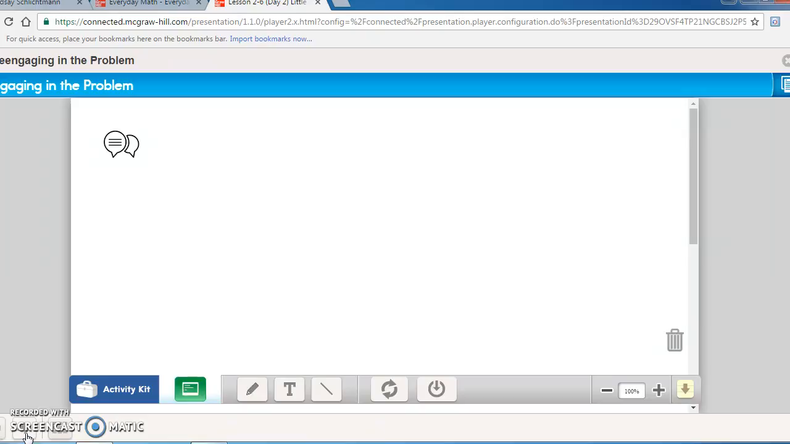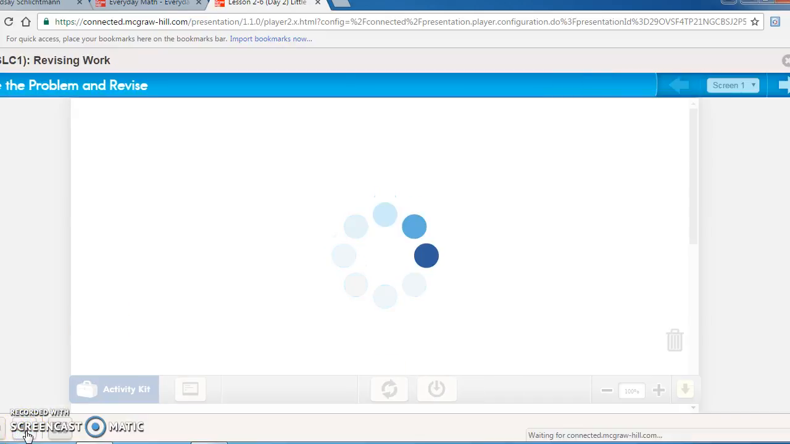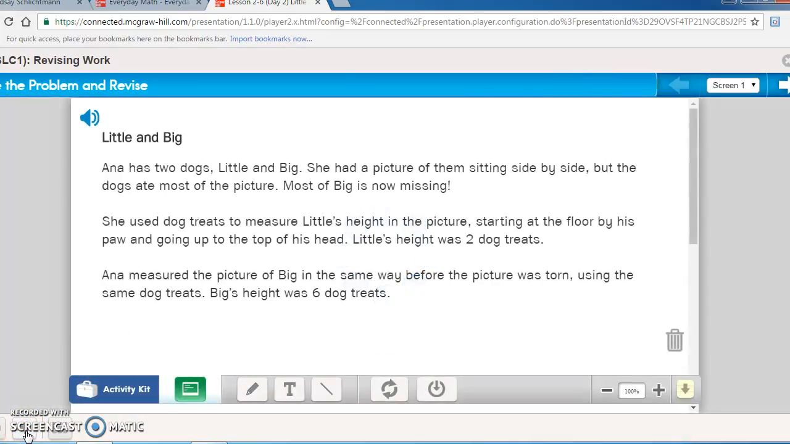How could this student improve the argument? Why don't you go ahead, come back to the table with me, and let me discuss this with you. I want to talk about the dog treats, and I want to talk about the paper clips to make sure that you thoroughly understand what I'm looking for. So again, Little and Big.